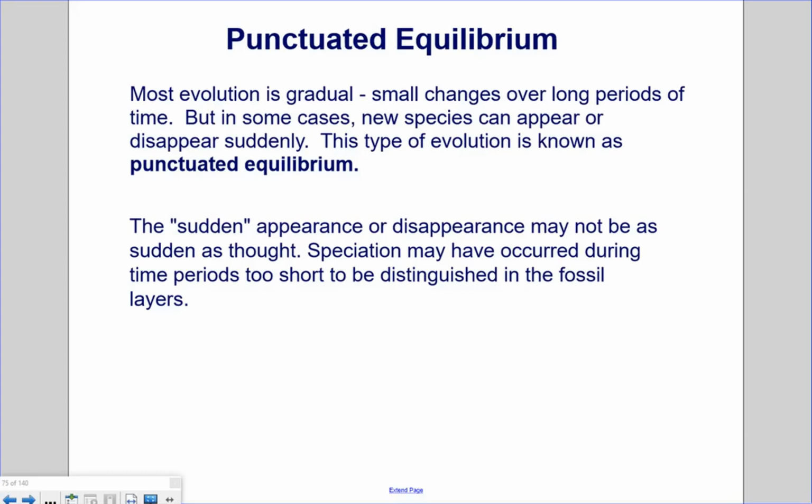The sudden appearance or disappearance may not be as sudden as thought. Speciation may have occurred during time periods too short to be distinguished in fossil layers, because remember, fossil layers form over long periods of time. If it happens quickly, even a couple hundred years instead of 1,000, it may be too quick to appear in the fossil record.